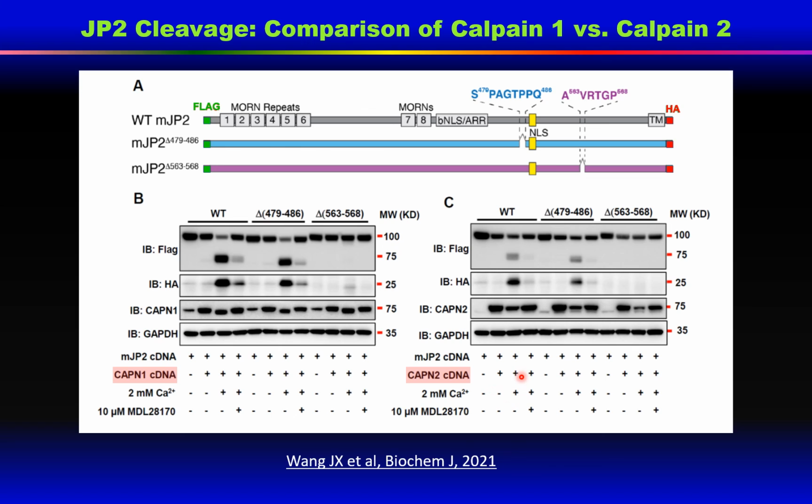Calpain-2 and calcium induced wild-type JP2 cleavage. The deletion of the novel cleavage site does not influence the Calpain-2 mediated mutant JP2 cleavage, but deletion of our cleavage site completely abolished Calpain-2 and calcium-induced mutant JP2 cleavage. So all this data together suggests that both Calpain-1 and Calpain-2 cleave Junctophilin-2 at the same site, at arginine 565, threonine 566.